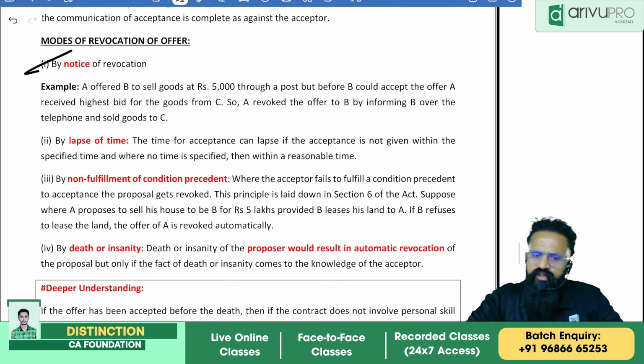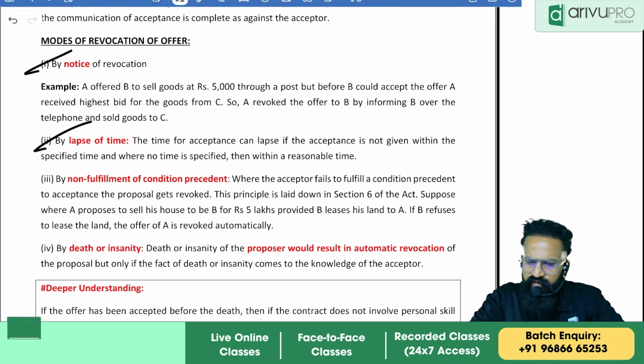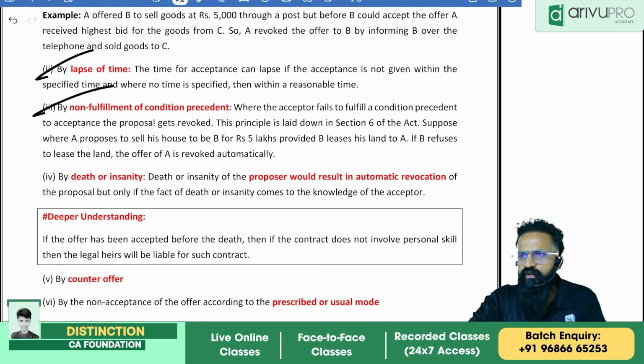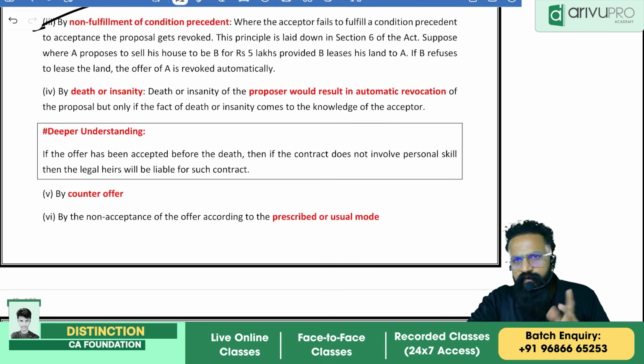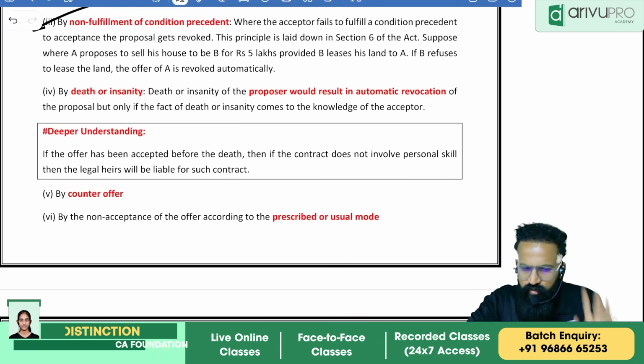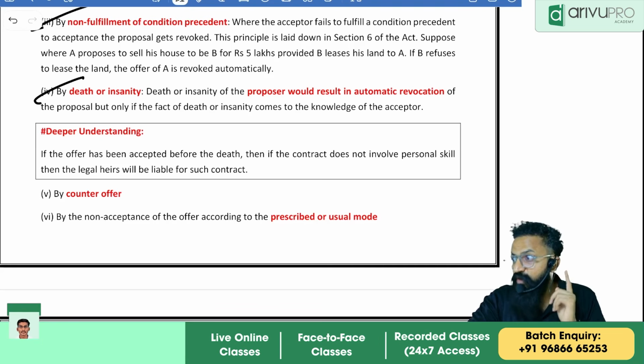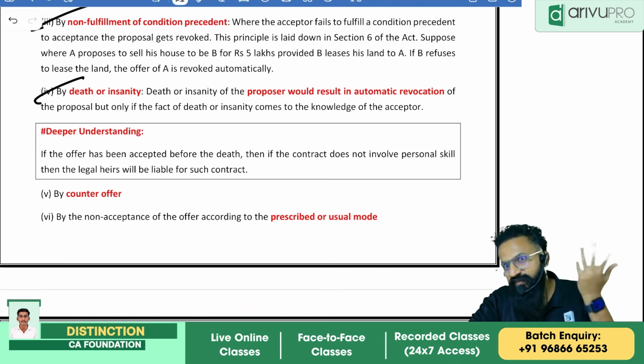First one is by notice, clearly tell. Second one is by lapse of time. Within time, if you don't do it, it is done. By non-fulfillment of condition precedent. I said the free delivery, provided it is within 150 rupees, 200 rupees, you did not do it, it's not there. By death or insanity, the person, whoever has given the offer, that person dies. Provided it should have not been accepted yet. What if it is accepted?